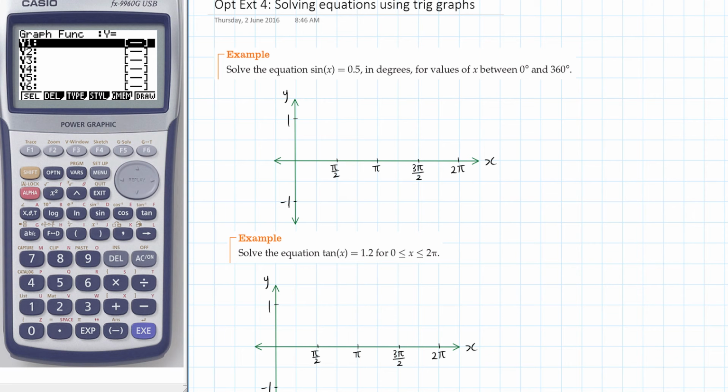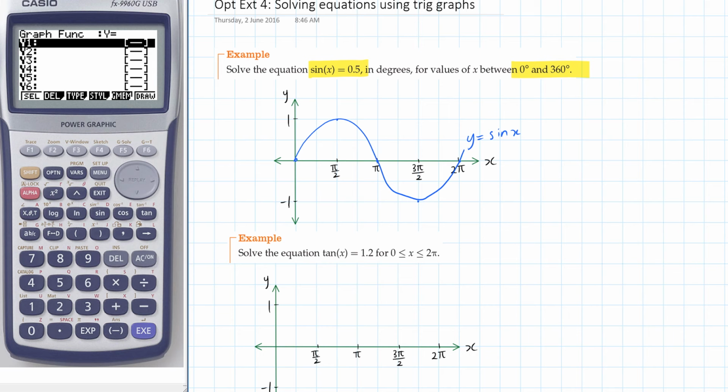So the first example that we're going to go through here is solving sine x equals something. Just to get an idea of what we're doing, we're going to start by plotting sine x. You remember from my last video that it kind of looks like this. I'll sketch it out, a fairly rough sketch here. So that's roughly what sine x looks like, and we're solving it in degrees between the values of 0 and 360.